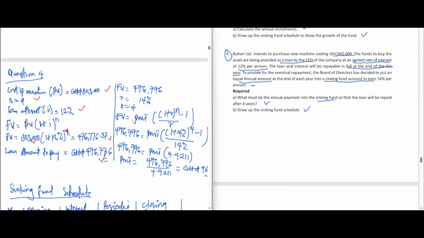So in this case, this loan amount that you paid at the end of 4 years will not be the amount that the company will save towards. The company will save at an interest rate of 12%. So the company wants to know the annual payment or installment that they have to make to be able to cater for the loan future amount, which is 476,776 Ghana cedis, for 4 years. So in this case, we use the future value annuity formula, right?